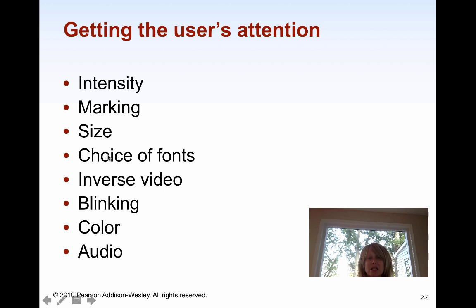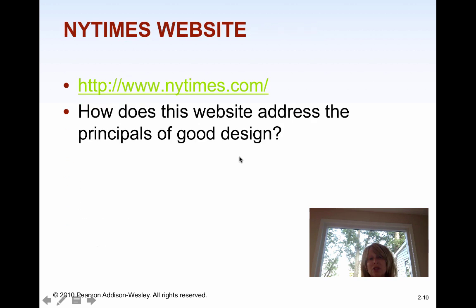Intensity, marking size, inverse video. So for example, if you have a white page, your video has a black background. Blinking, some people like that blinking. I think flash is not as in vogue as it used to be. Instead, you see more of a gentle movement on screens. Color, we just talked about. Audio. Audio needs to have something that is controlled. There's nothing worse than clicking on a screen and having it start yelling at you when you don't choose it. Size, choice of the fonts. There are rules for all of these things.